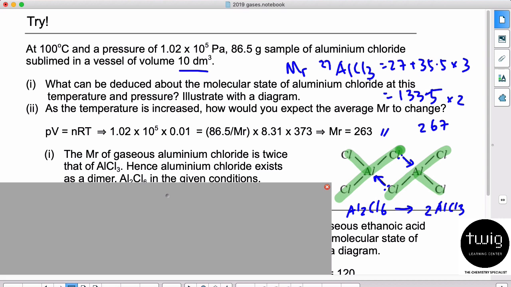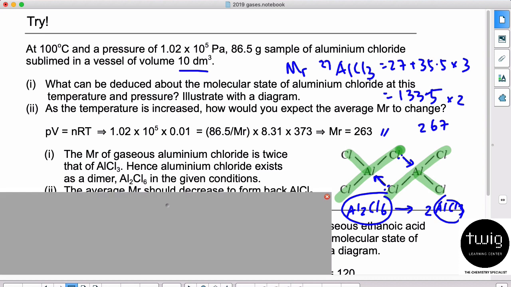So if that's the case, what can I say about the average MR? Will it increase or decrease? It will decrease, right? Because this is a big molecule, and now you get small molecules. So the MR is going to drop. The average MR should decrease as it forms back AlCl3. So heat usually will break bonds, so I guess that's the concept. Okay, let's look at the next one.